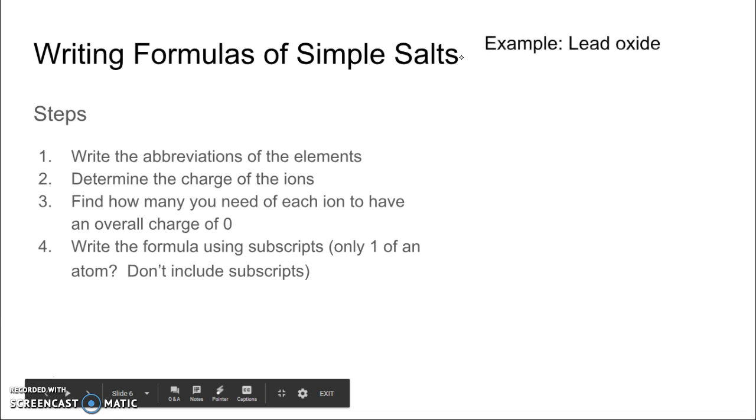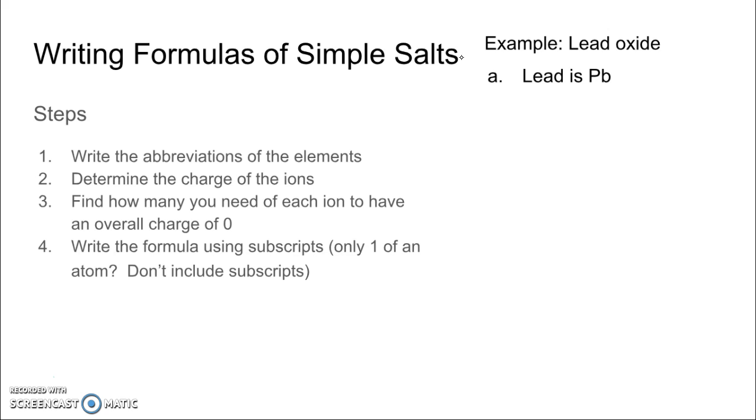So we're going to do lead oxide. The abbreviation for lead is Pb, and then oxide. Oxide's not on the periodic table, so what is it? Oxide is actually oxygen. Remember, we dropped the ending and added "ide", so it's going to take some getting used to, but oxide is standing for oxygen, and its abbreviation is O. So now we finished step 1.